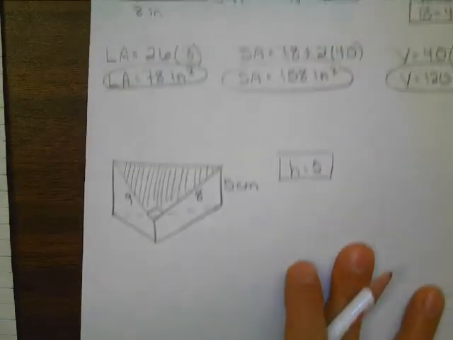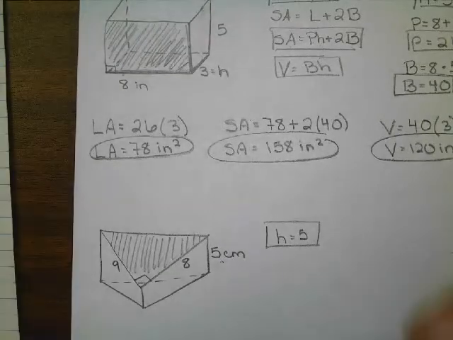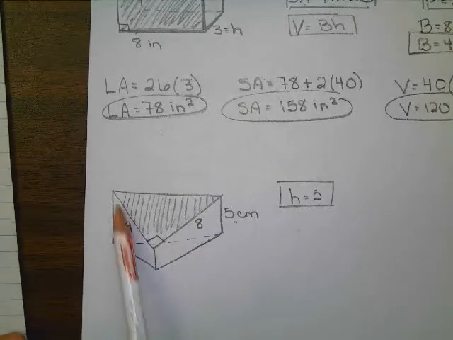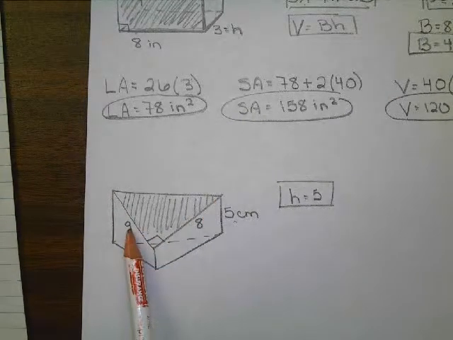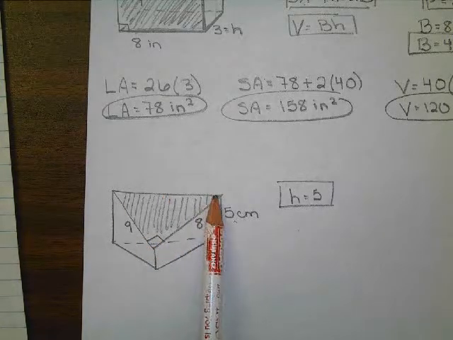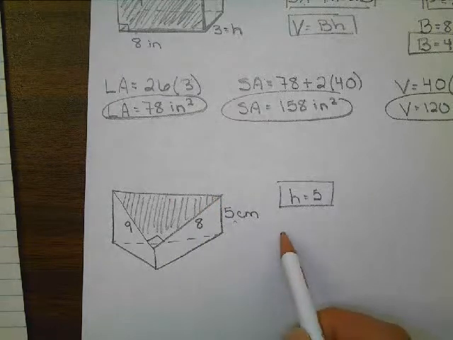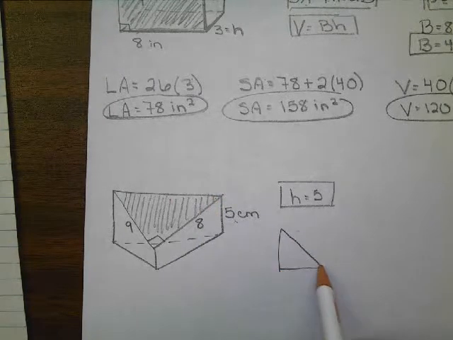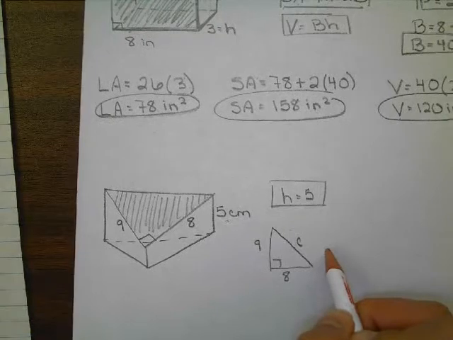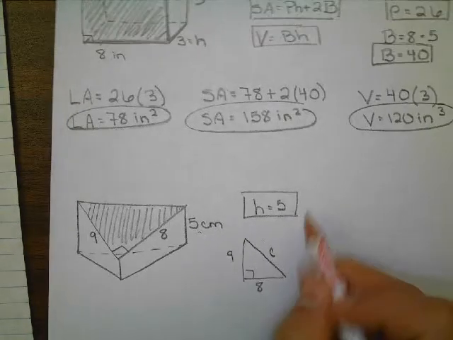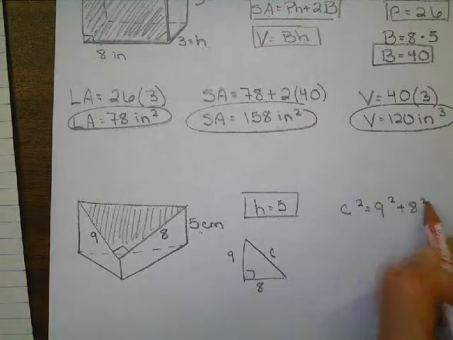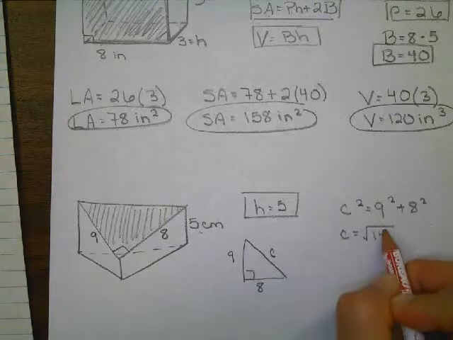Remember, our formula for lateral area and surface area requires that we know the perimeter of our base as well. Since my base is a triangle here, I need to know all 3 sides. However, I only know the 9 and the 8. So I have to get this third side here. If you notice, we have a right triangle, so we can just use the Pythagorean theorem. I'm going to draw another right triangle here. One side is 9, one side is 8, so I'm going to find side C here to get that third side. So that's going to be C squared equals 9 squared plus 8 squared. So C is the square root of 145.